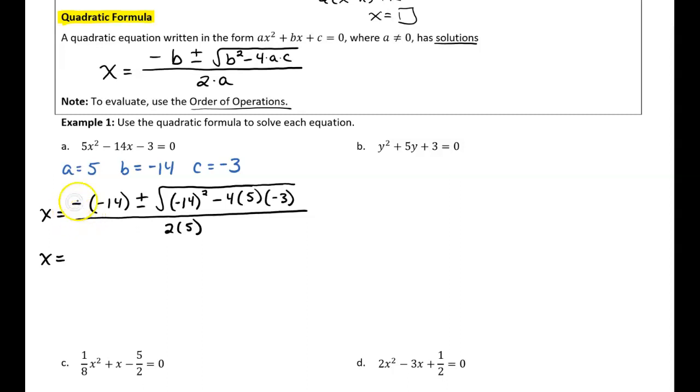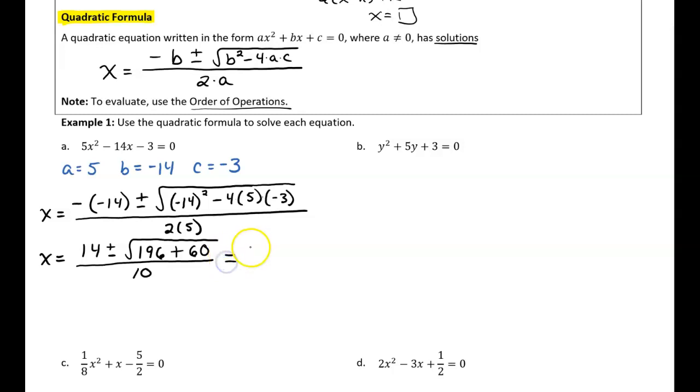So starting up here, I notice the negative and negative, all that turns into a positive 14. Then I have this plus or minus, and I'm going to do negative 14 squared. Remember, when you square a negative, it's always going to be a positive, and 14 squared then is 196. Then I have minus 4 times 5 times negative 3. Well, that negative from the 3 and the minus is going to turn into a plus. 5 times 4 is 20, times 3 is 60. Divided by 2 times 5 on the bottom is 10.